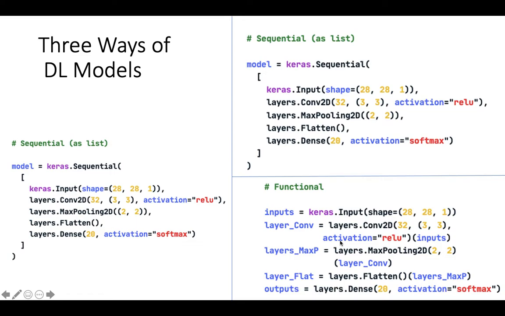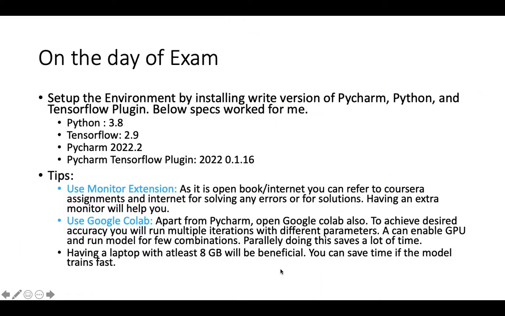So broadly there are only three different ways. This is one, this is the second, and the third one I did not list here, but that is using model dot add. So you should not get confused if in certain assignments they use a list, and in certain assignments they use a functional. This is one important thing to remember.